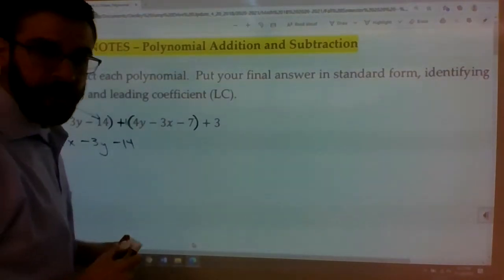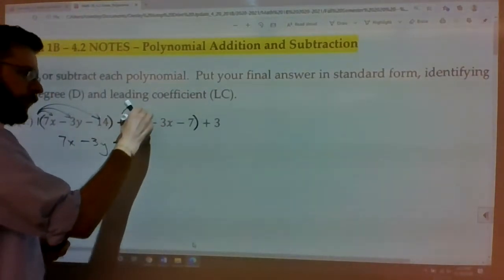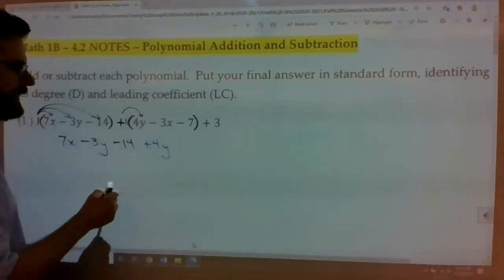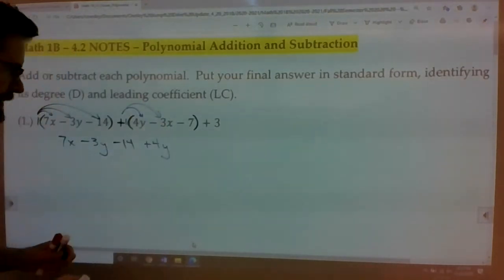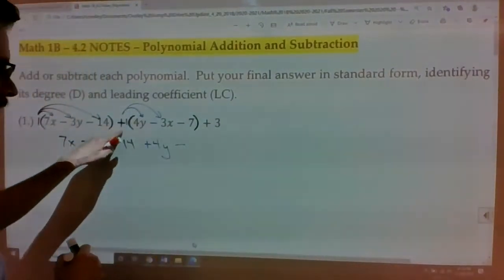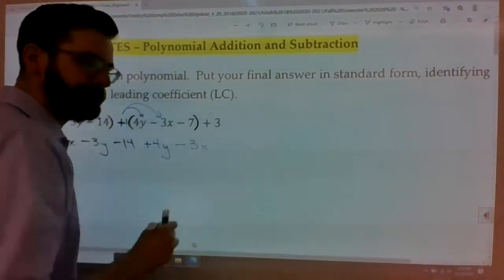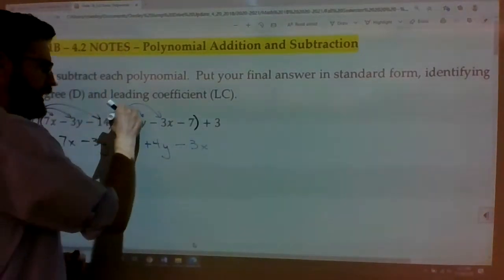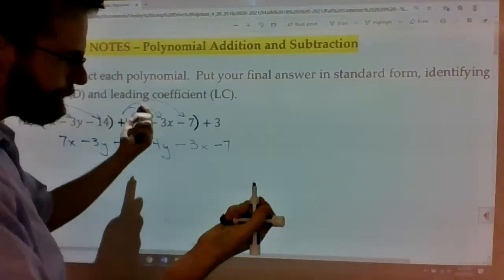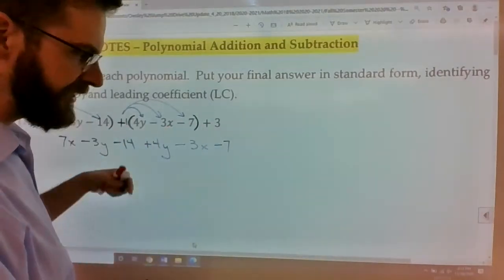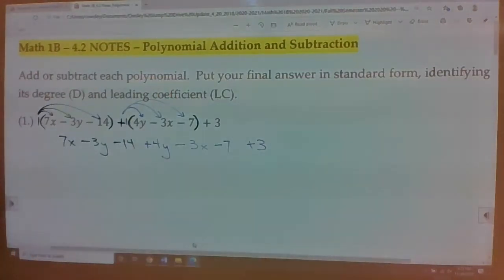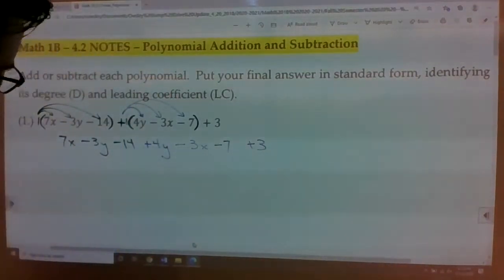For my second group, I'll do that in a different color, in purple. Take a positive 1 times 4y, you get a positive 4y. You take a positive 1 times a negative 3x, a positive times a negative will yield a negative. And 1 times anything is just itself. And then 1 times negative 7 is going to be a minus 7. The plus 3 doesn't affect anything inside either of those parentheses, so you can just tag it along at the end. And move number 1 is done.